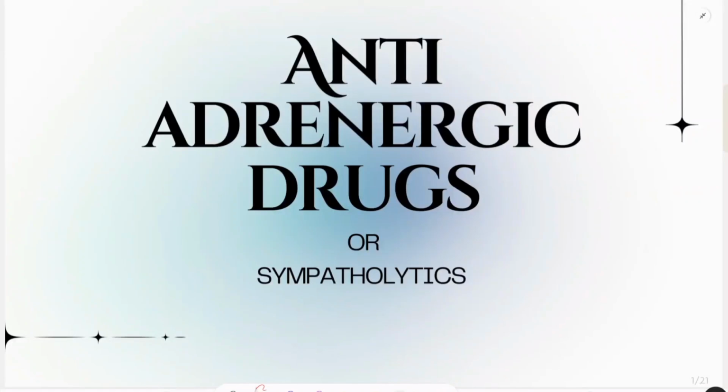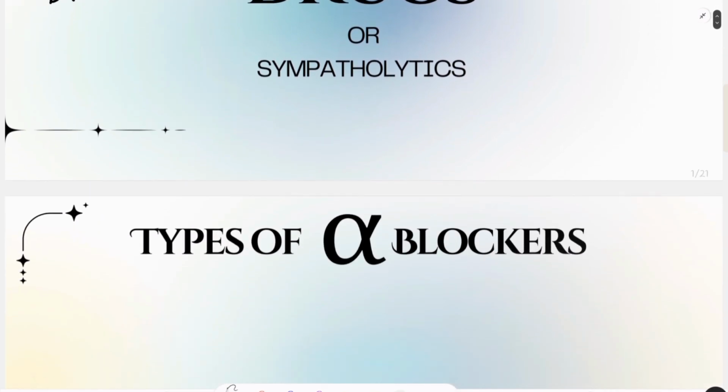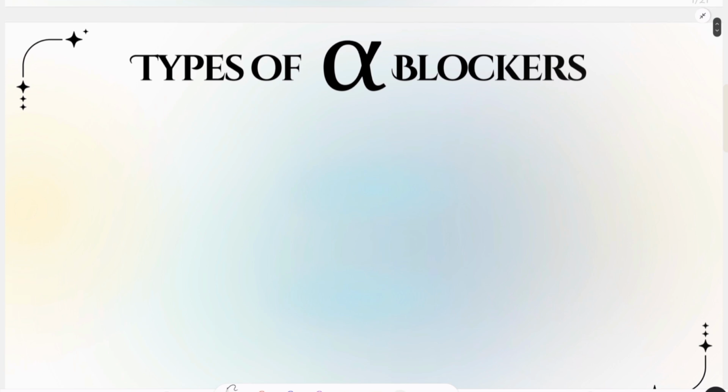In this video, we are going to discuss anti-adrenergic drugs or sympatholytic drugs, which are also known as alpha blockers and beta blockers. Starting our discussion with alpha blockers. In our previous video, we said that we have two main types of alpha receptor. One is the alpha 1 receptor and the second one is the alpha 2 receptor. So, there may be three types of alpha blocker.